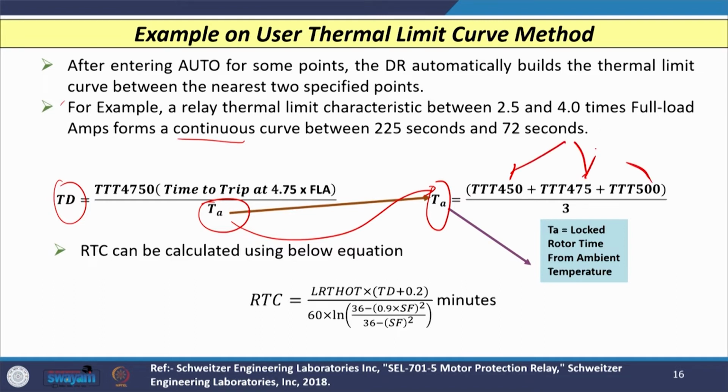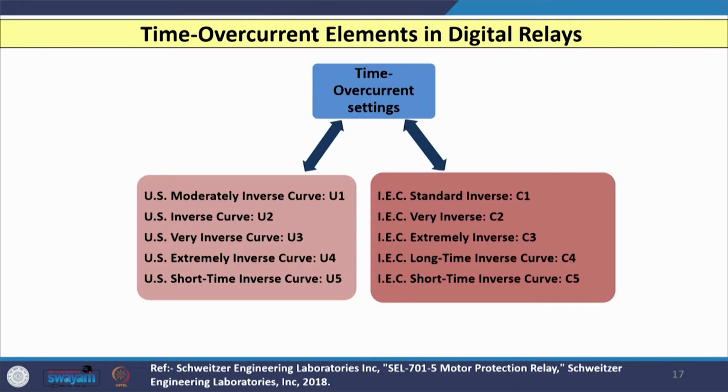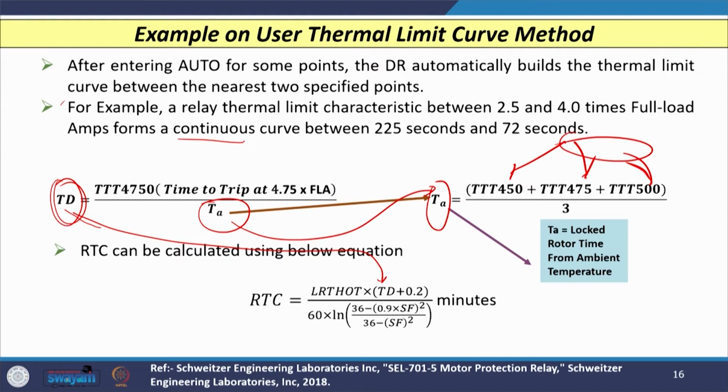So, these are the 3 different values of FLA and you are just averaging them, and in this way you are calculating the TA. Once TA is available, you can have the value of TD, and that TD you can use here for the calculation of the value of RTC. In this way we can easily calculate the value of RTC using the user thermal limit curve method.